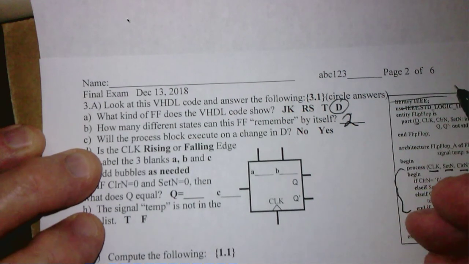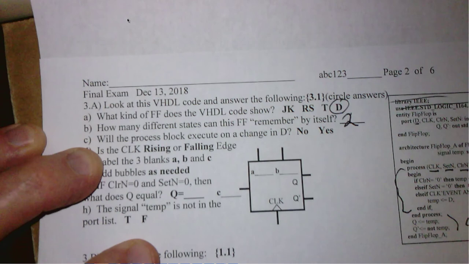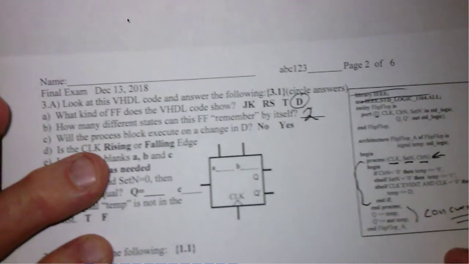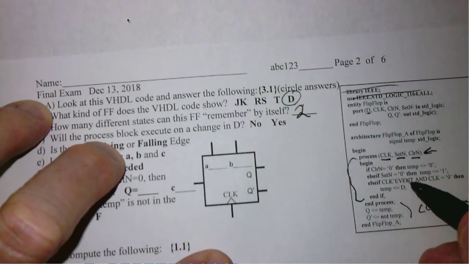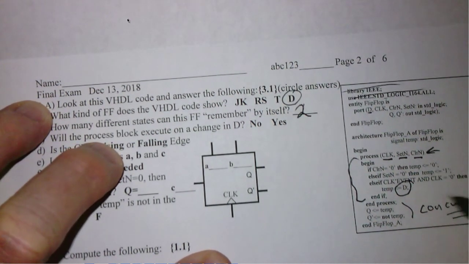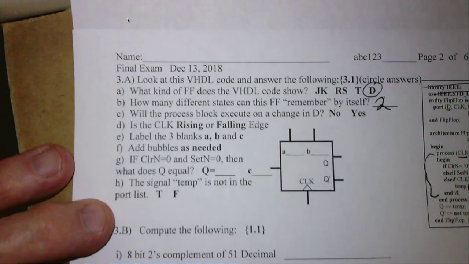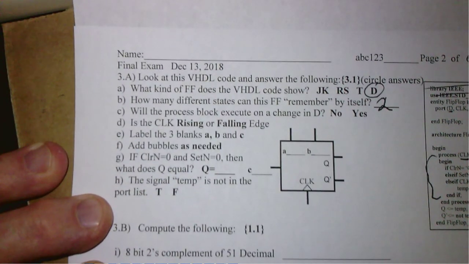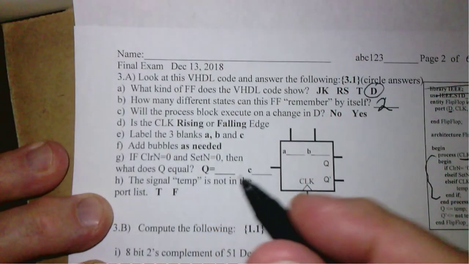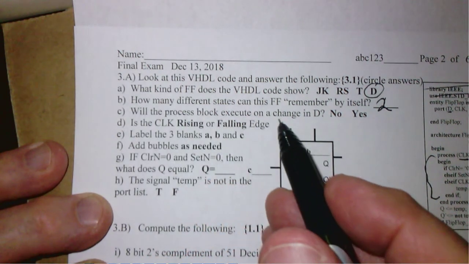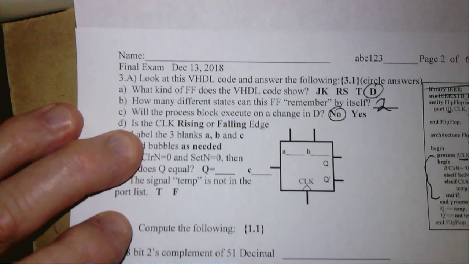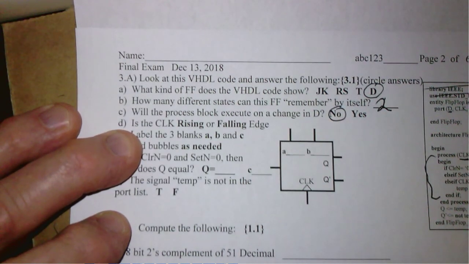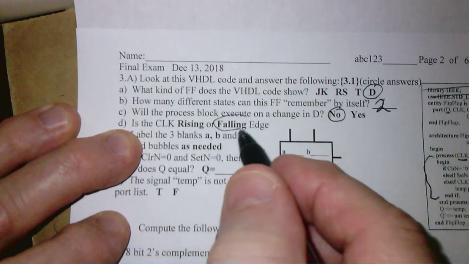Will this process block execute on a change in D? Well, is D in the sensitivity list over here? No. Just clock, set not, and clear not. D appears down here, but it's not in the sensitivity list, so it won't trigger execution. Will the process block execute on a change in D? No, it will not. Is the clock rising or falling? Well, because clock'event and clock equals 0, we know it's a falling edge clock.